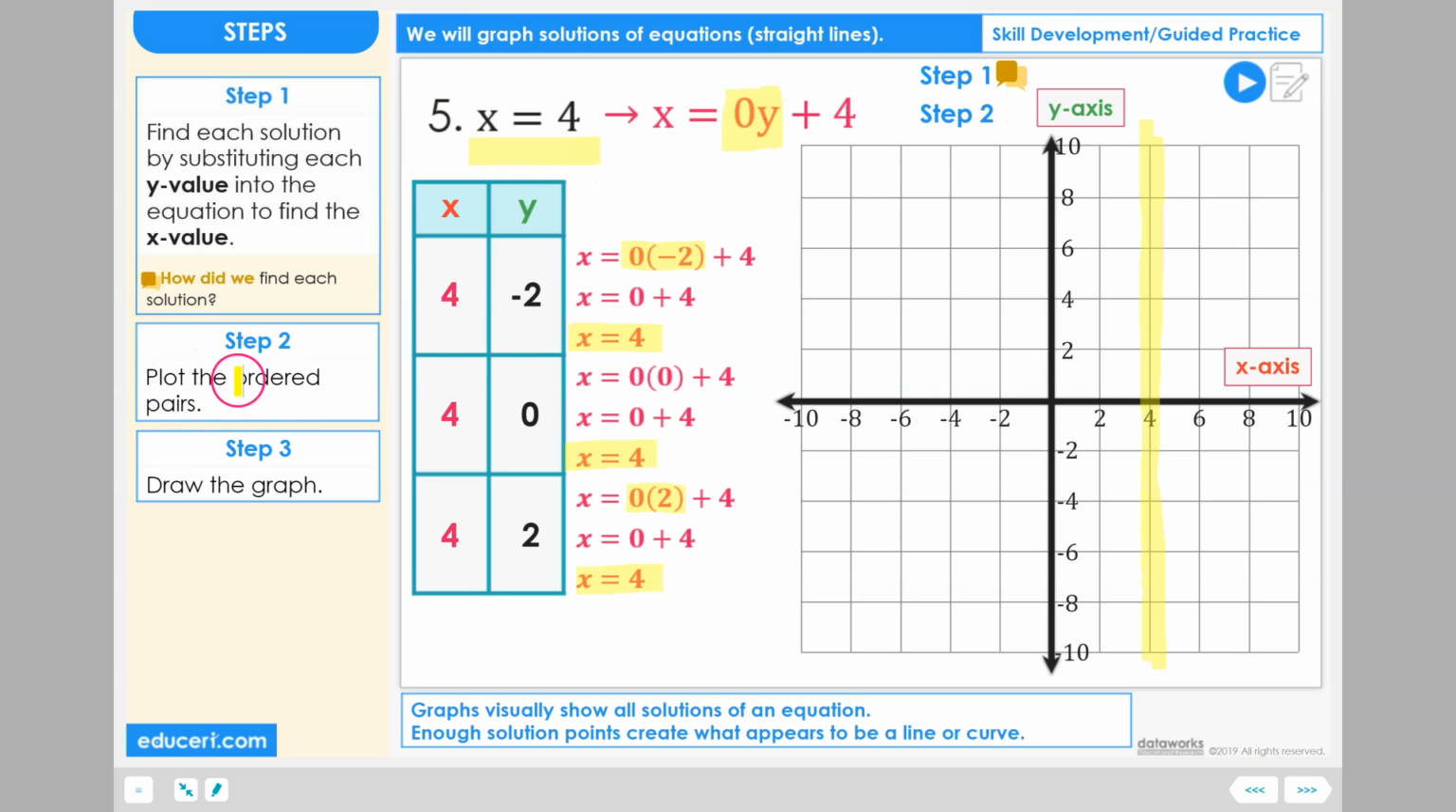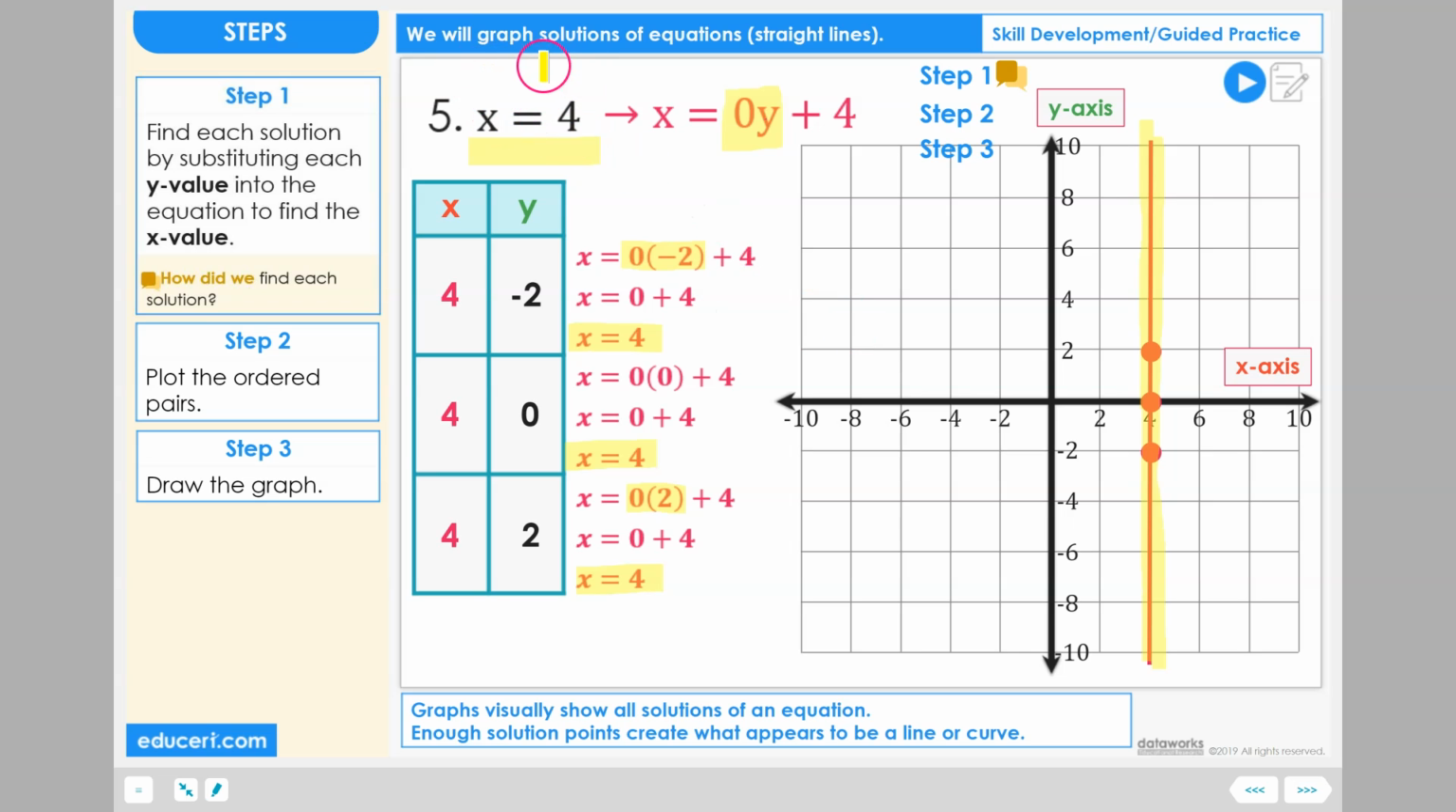Step 2. Plot the ordered pairs. So now we can plot these ordered pairs by going positive 4 in the x-axis direction, then negative 2 for our first point, positive 4, 0 for our second point, and positive 4, positive 2 for our third point. Step 3, we draw the graph. We draw a line starting from one of these solutions through the other 2 solutions, and we get this straight line that goes through the x-axis at the value 4, so that is how we create these straight lines.